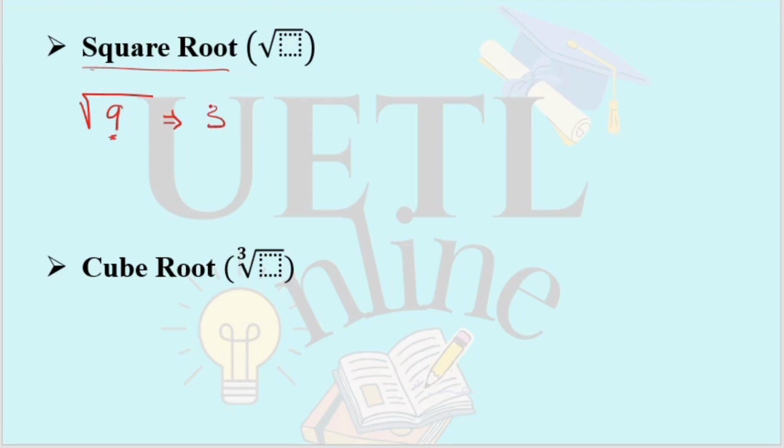So which number did we multiply by itself to get this number? If you are asked to find a square root of a number, it means which number do you multiply by itself to get this number. You are finding the square root of 9. Which number do you multiply by itself to get 9? This is 3. So this is the square root.